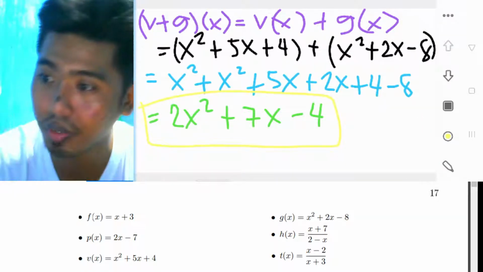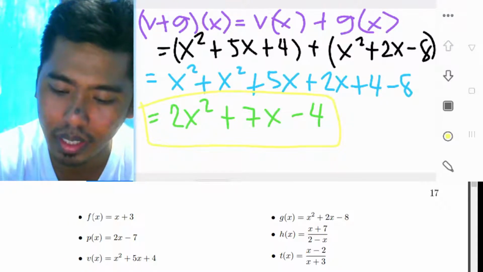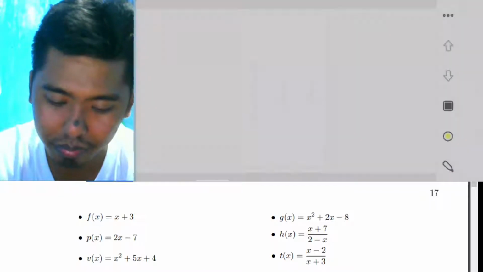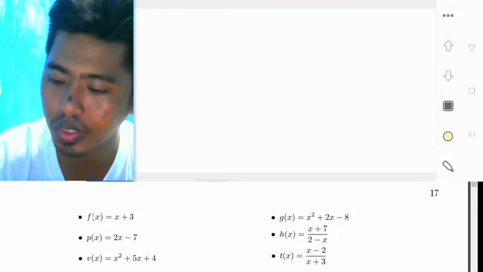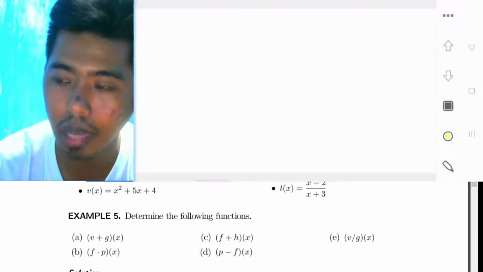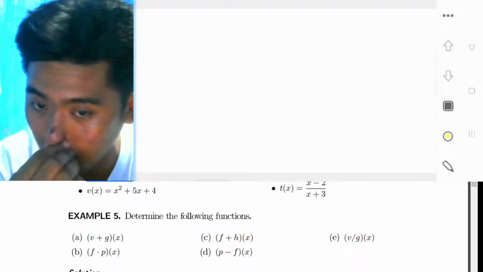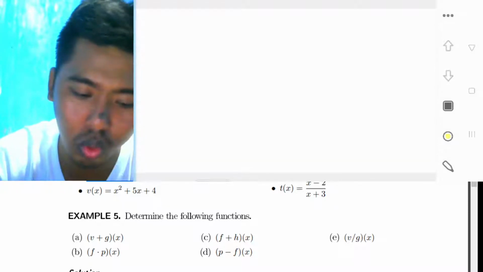Alright, so that's the final answer, guys. Let's proceed to the second problem. Okay, so our second problem is f times p of x, so multiplication, for our second. So we will write it down first.